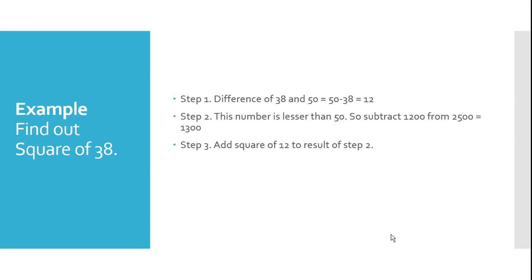Add square of 12 to the result of step 2. Result of step 2 is 1300. We add square of 12. Square of 12 is 144. So adding 1300 plus 144, we get the answer as 1444. Hence the square of 38 is 1444.